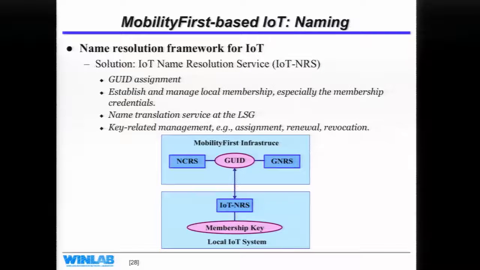Second, it serves as a local group authority to manage the local membership. Especially, it is responsible for establishing a long-term membership identifier associated with a symmetric key with a new device at the device discovery stage. Third, it provides name translation between the GeoID and the local membership key. The last one, it provides key-related management, such as renewing or revoking a key.